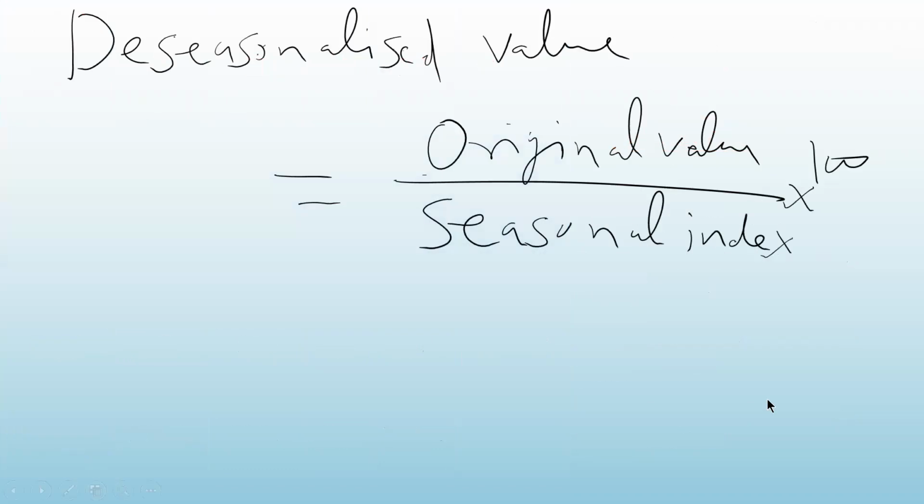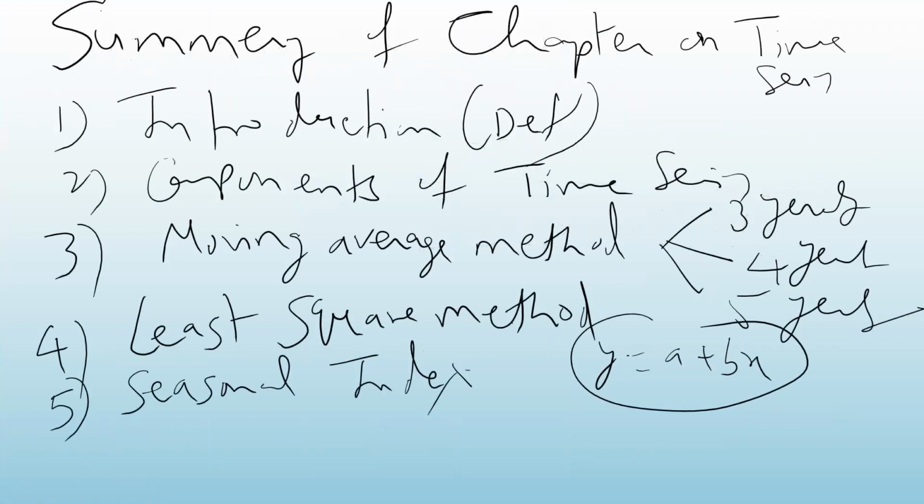Now, because of the seasonal variations, there will be fluctuations in the time series. So you have to de-seasonalize the values. How do you de-seasonalize the value? It is equal to the original value divided by seasonal index into 100. So this is what about seasonal indices.